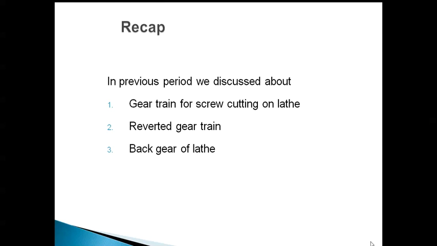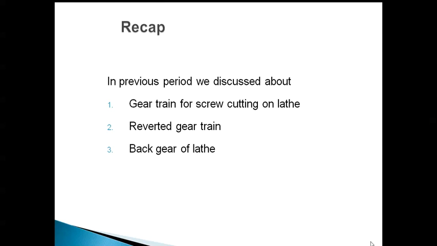Next one is the reverted gear train. The reverted gear train is the same as the compound gear train, but the difference is that the driving and driven shafts are coaxial. Then we call it a reverted gear train. Examples are the back gear in a lathe, the gearbox in automobiles, and some clocks. We use these types of reverted gear trains.